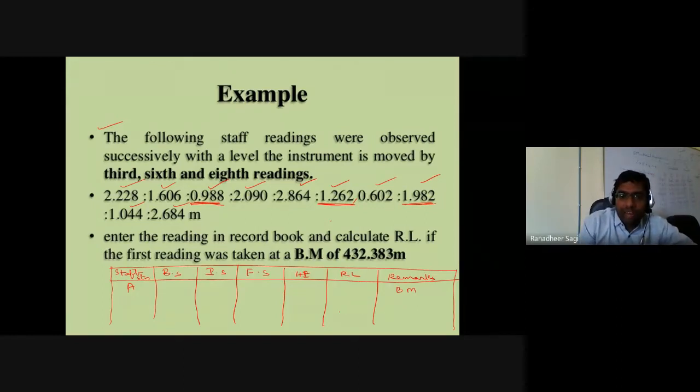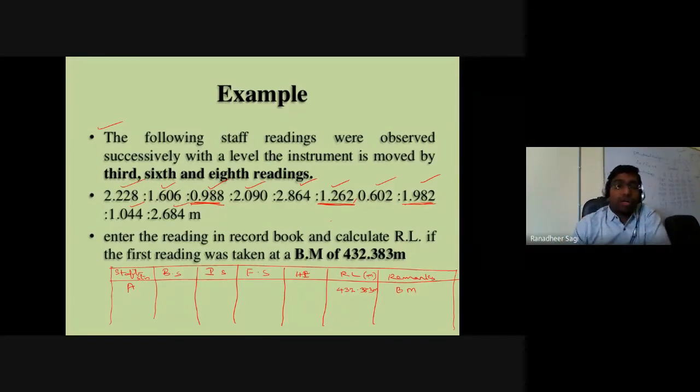And what is the RL value of that benchmark point? The RL value of that benchmark point is 432.383 meters. You need not write meters everywhere. In the RL column heading itself, in brackets, you mention meters. In the sense, whatever numbers you represent under your RL column are all in meters. That's it. This is the data that I have.